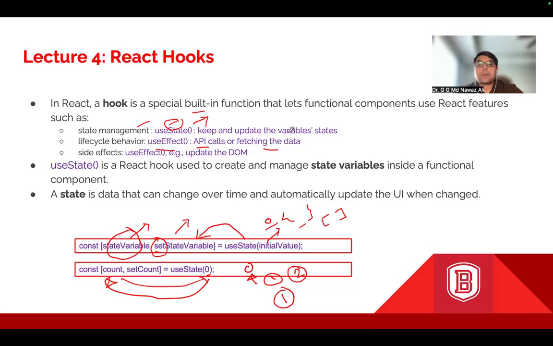Okay, another use of useEffect is when you want to update the DOM, which is the Document Object Model. It's basically when you render the HTML. So it can be based on some event, based on some time, whenever you want to update the DOM. Okay, so we'll see useState. Let's see some examples.